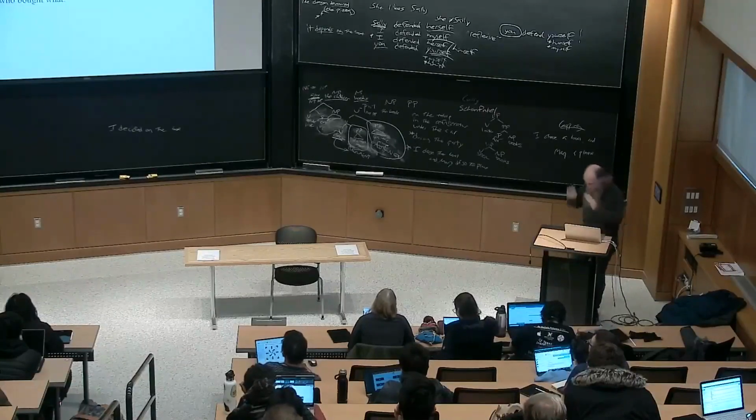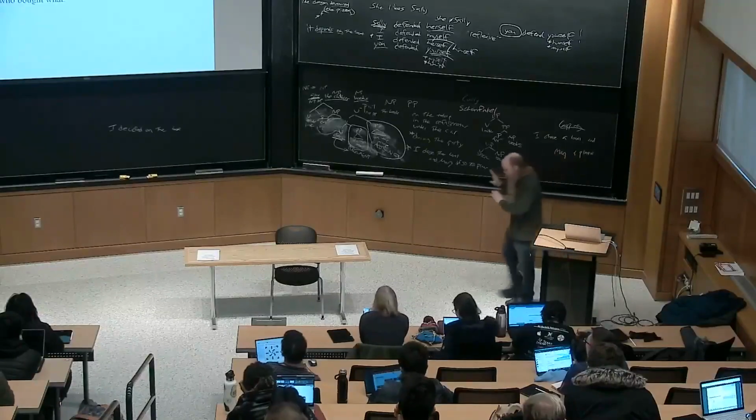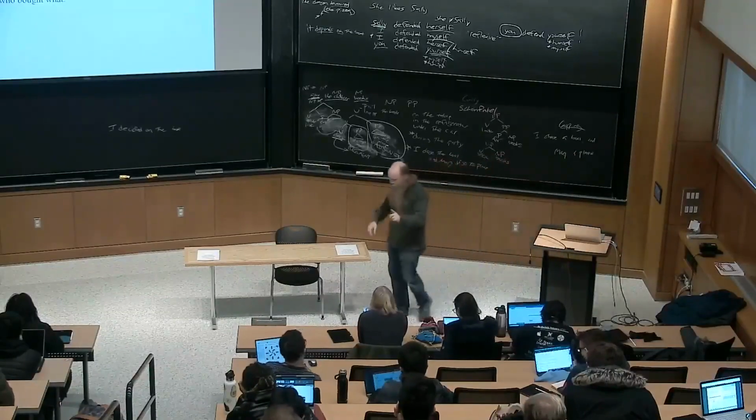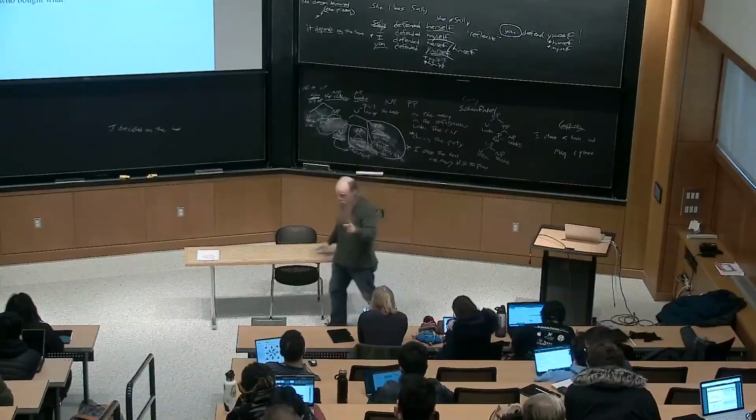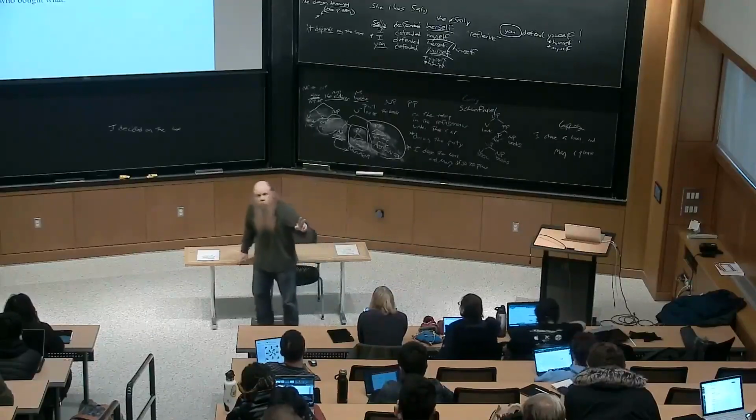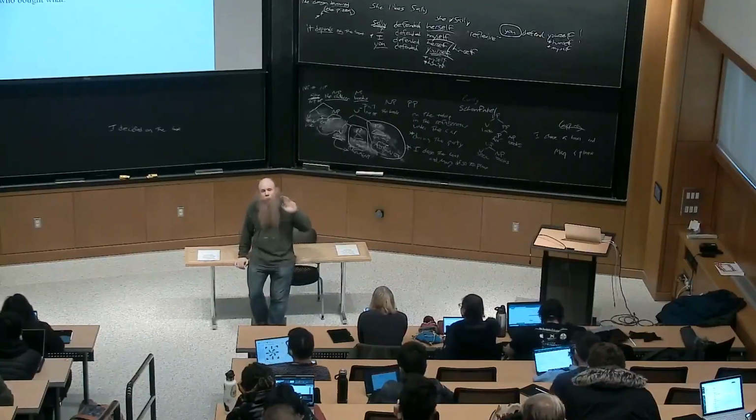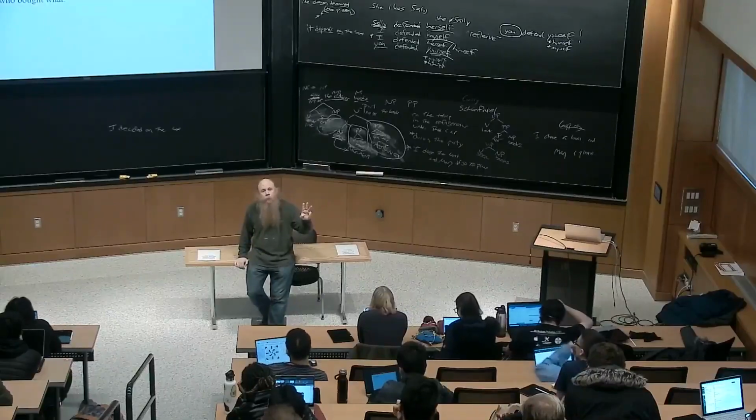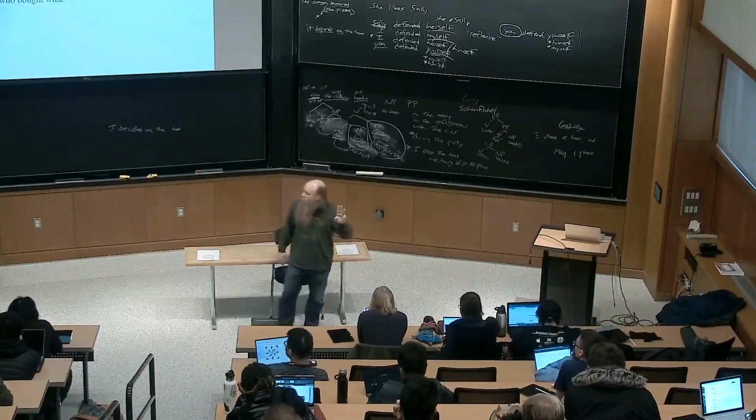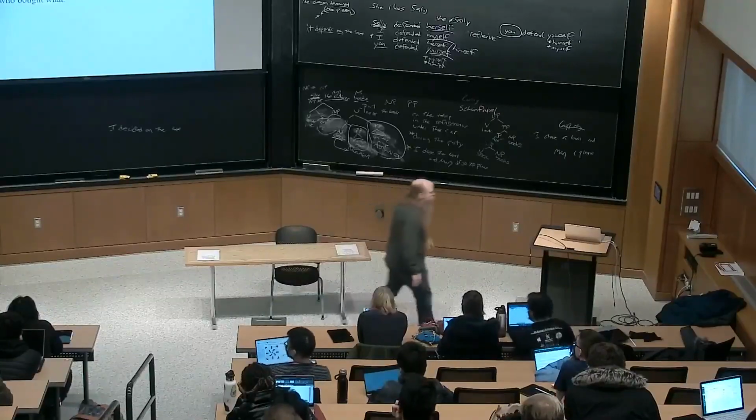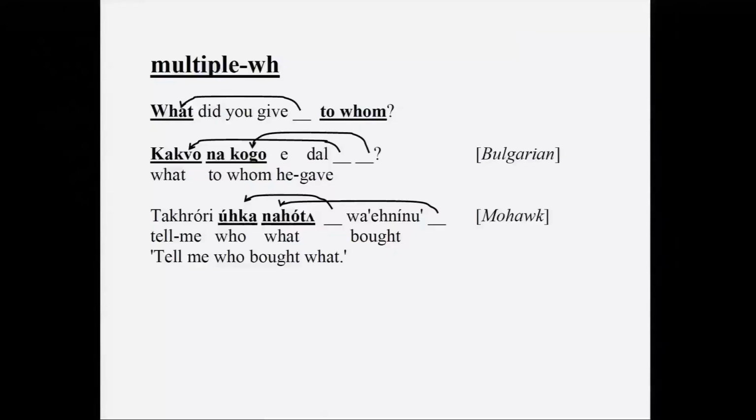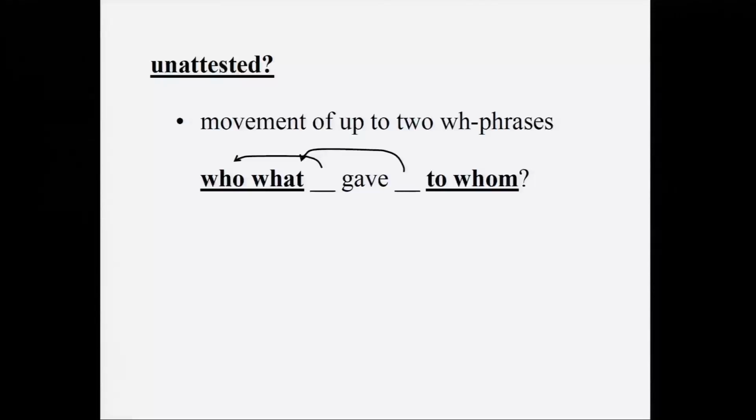And again, there's some variation between languages. There are languages that move one WH word, like English. There are languages that move no WH words, like Chinese. There are languages that move all the WH words, like Bulgarian or Mohawk. And again, it's not too hard to imagine other options. So for example, you could imagine a language that only moved two WH words. That would be a language where you would say, who, what gave to whom, to mean who gave what to whom. There aren't any languages like that.